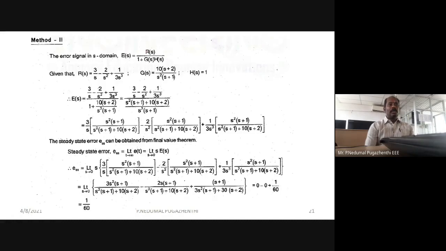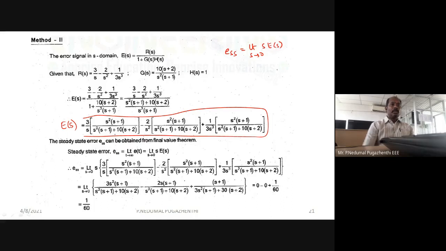Okay, so now you are given R of S, so you can substitute that. Then you combine it, and you get a final transfer function like this, which is equal to E of S. Then you know the steady state value can be obtained using the final value theorem formula, S into E of S. You have an E of S here.